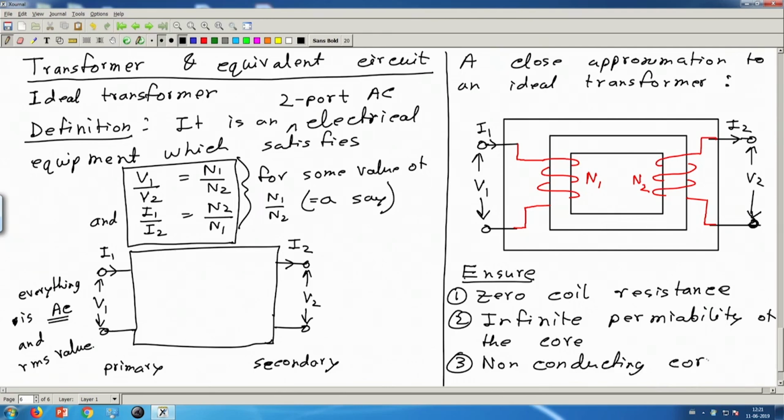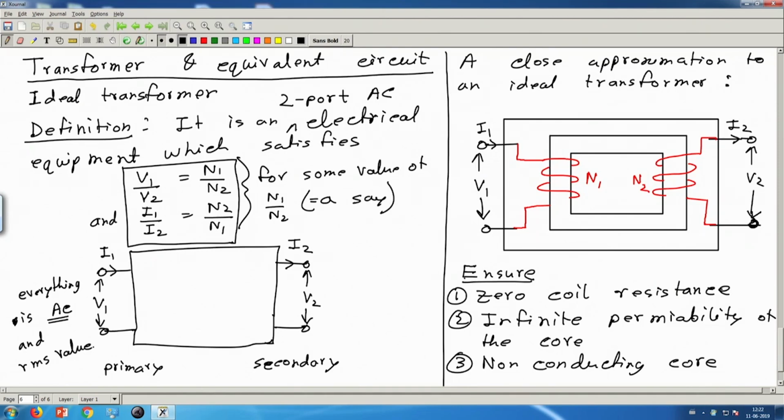I mean 2 and 3 are not possible to achieve together. If we want a high permeability material, that means we have to use iron or some alloy of iron, and iron is a conductor. And if we want a non-conducting core, we can use an air core transformer, but then the permeability is not infinite, not very high. So 2 and 3 are not possible together.